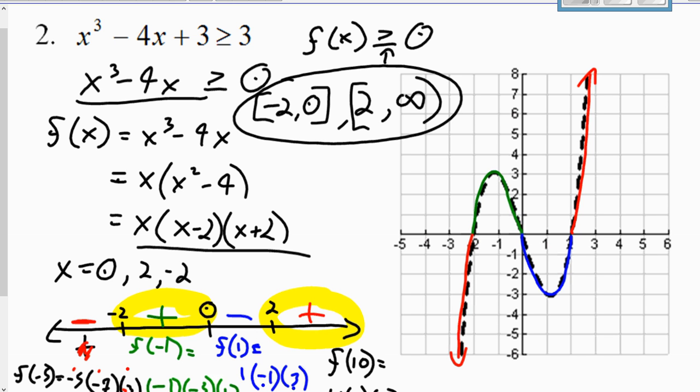Notice how your solution should match up with your graph. Again, from -2 to 0, it's positive, and then from 2 to infinity, it's positive as well.